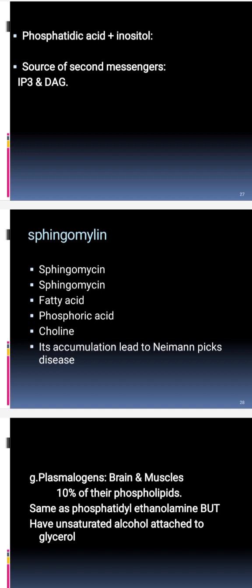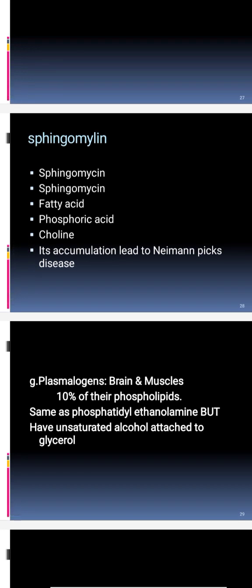Sphingomyelin contains sphingosine, fatty acid, phosphoric acid, and choline. The accumulation of this biomolecule can generally lead to a disease which we call Niemann-Pick disease.